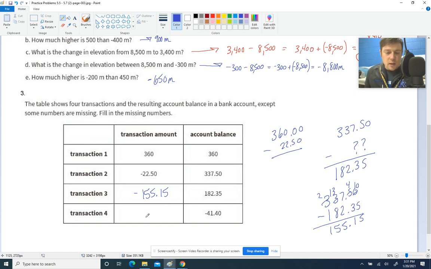And then there was another change that got us from here to here. Now, this is where it gets a little bit tricky, because they spent all of the money in the account, right? And $41.40 extra.